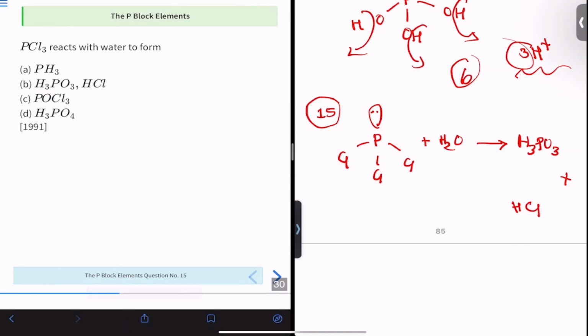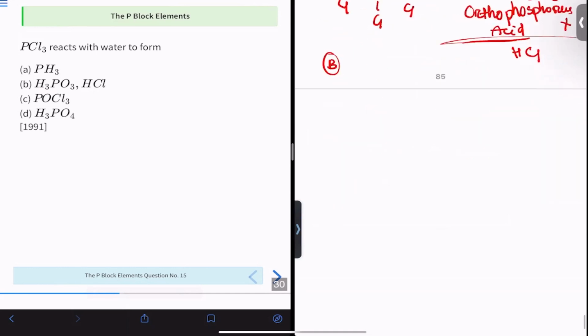And what is the name of the compound H3PO3? By now, I think you must be remembering, it is orthophosphorus acid. Okay, guys, H3PO3 is orthophosphorus acid. So option B. They have given the option H3PO3 here, but they might ask orthophosphorus acid and HCl. So you must know the names, the importance of names.